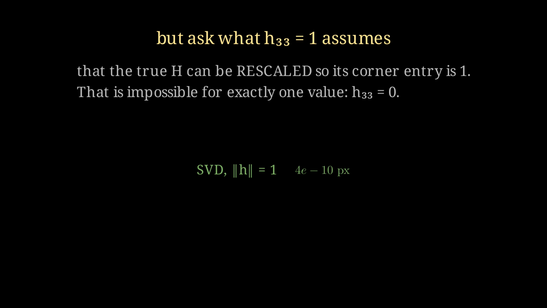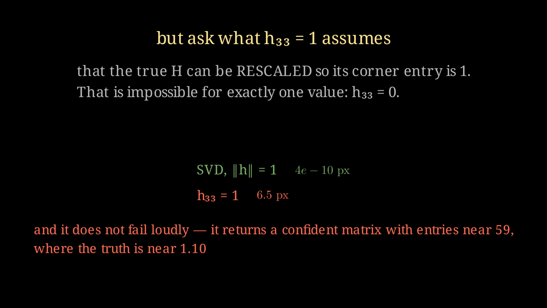So let's run both on exactly that case. The SVD: error of 10 to the minus 10 pixels, perfect. The H33 equals 1 route: 6.5 pixels. And here's the part that should bother you. It doesn't fail loudly, no exception, no warning. It hands back a confident looking matrix and a warp that still looks plausible. 6.5 pixels off, delivered without a complaint.